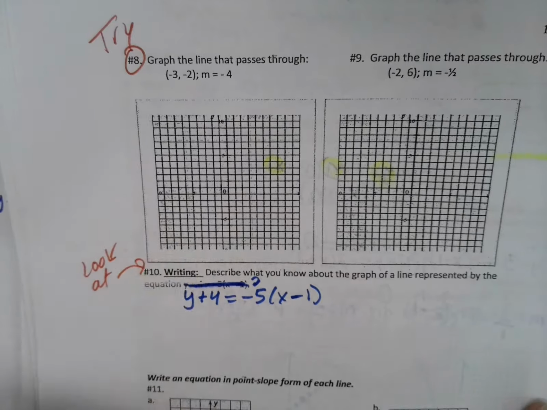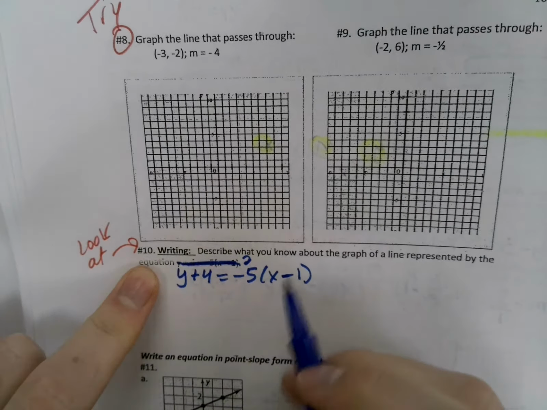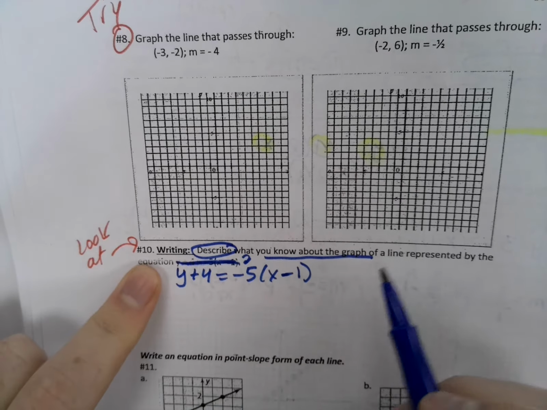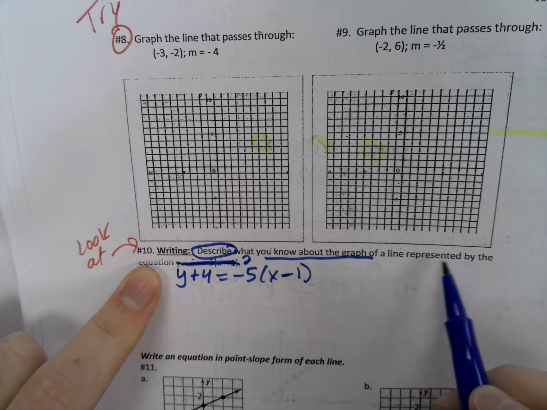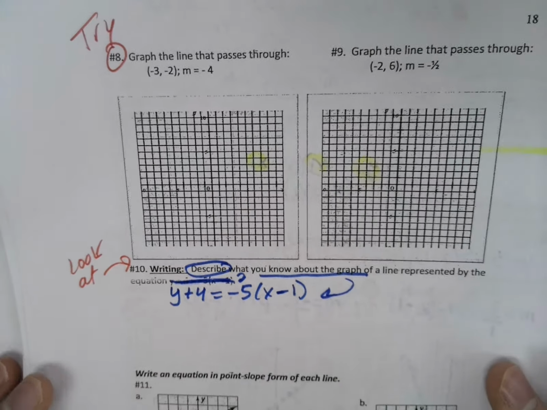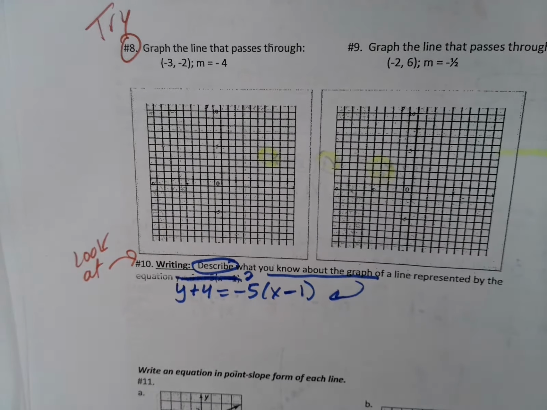So try number 8, and then go ahead and tell me on number 10, describe what we know about the graph of a line represented by this. So you're going to describe what we know about the graph of this equation. So go ahead, guys, number 8 and number 10.